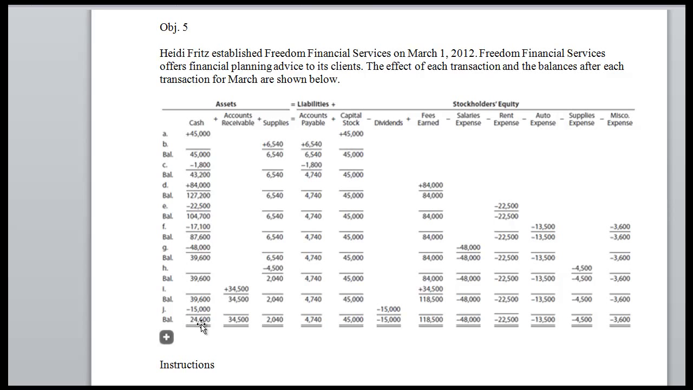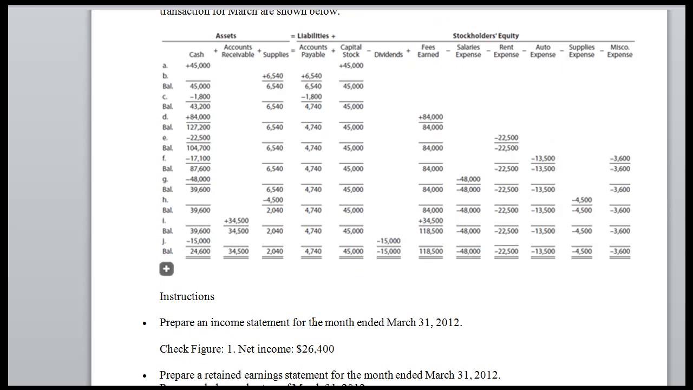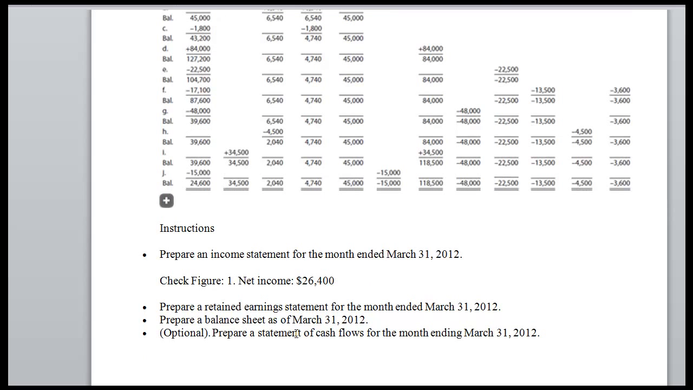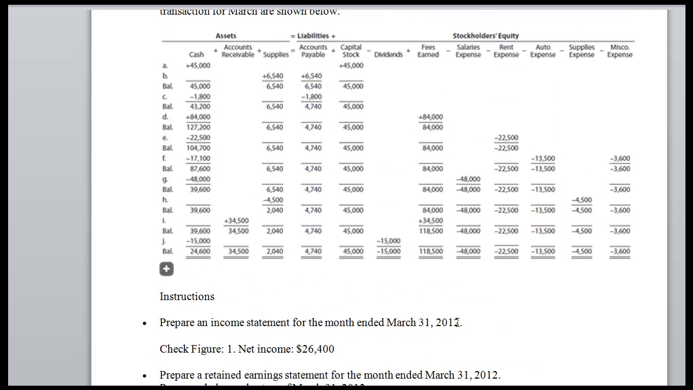So we have our cash. This is the ending balance here. Ending balance of accounts receivable, supplies, accounts payable, right? So we go on and on and on. Now it asks us here to prepare an income statement for the month ended March 31st, 2012. They're going to prepare a statement of retained earnings and a balance sheet. And lastly, if we have time, we'll do a statement of cash flows.